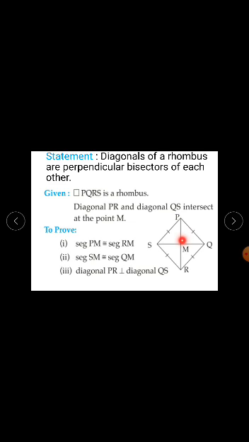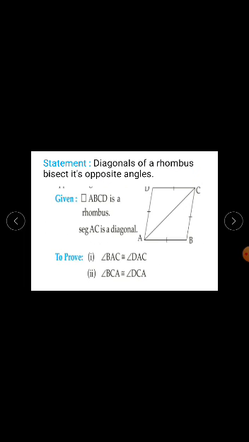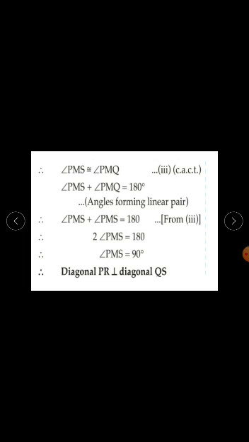But these are which type of angles? Angles in a linear pair. So, angle PMS plus angle PMQ is equal to 180 degrees. Angle PMS is congruent to angle PMQ by CACT. But angle PMS plus angle PMQ is equal to 180 degrees, reason is angles forming a linear pair.